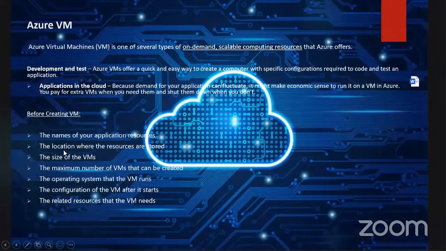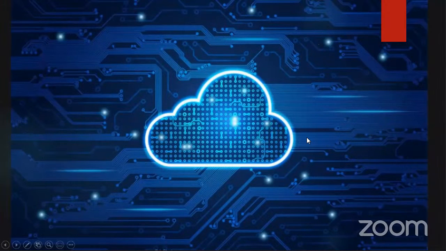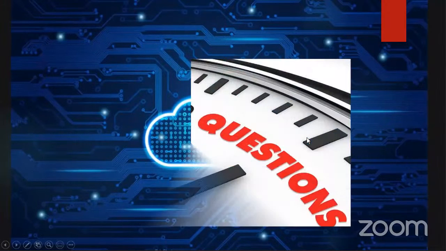So the location is a factor. I think I'm running out of time, so: maximum number of VMs and operating system. When I say operating system, Windows, Linux, what is the configuration of the VM after it starts, and related resources. These are the high-level things you have to keep in mind to understand what virtual machines we have.